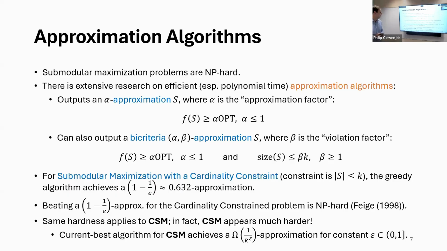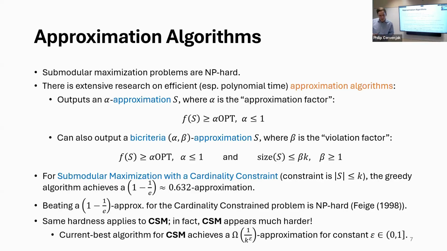Just to give an example of an approximation: for standard submodular maximization with a cardinality constraint, in other words, there's no connectivity constraint, we can just run the standard greedy algorithm that builds a solution by adding the element with the best marginal gain in each iteration. And we get this 1 minus 1 over e approximation. So that's a very famous result.